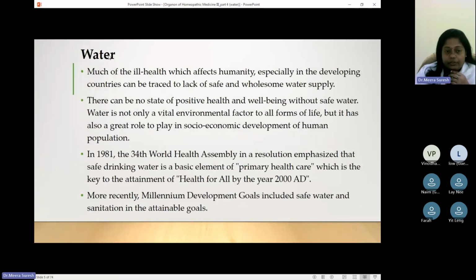So, a general introduction about water. Much of the ill health which affects humanity, especially in developing countries, can be traced to lack of a safe and wholesome water supply. Because of water-related diseases, a lot of mortality happens, especially among infants, and that is mostly seen in developing countries. There can be no state of positive health or well-being without safe water. It is a very important environmental factor because it is required for all forms of life.